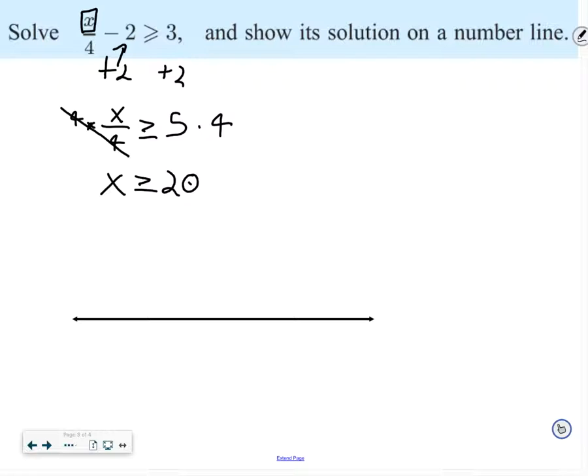So in my number line, I have 20, numbers above, numbers below. Because x can be greater than or equal to, it's a solid dot filled in. And I know 21 is greater than 20, so I'm going to put an arrow off in that direction, and I have my solution on a number line.